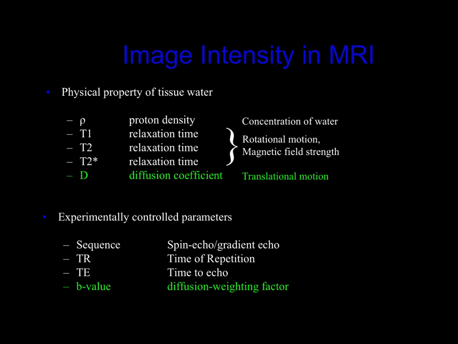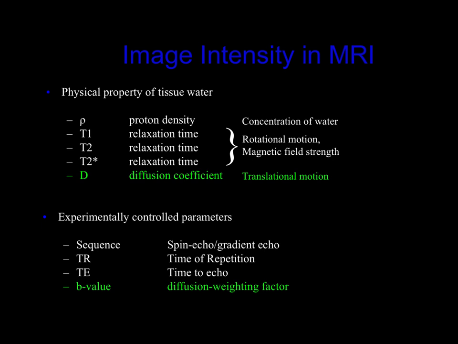Recall that in MRI, the image intensity is governed by some physical properties of tissue water. So there's the proton density, the T1 relaxation time, the T2 relaxation time, the T2 star relaxation time. And now to this, we're adding the physical property of the diffusion coefficient. And this tells us again about the translational motion of the water molecules.